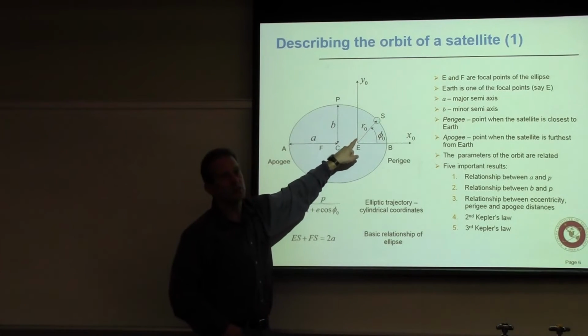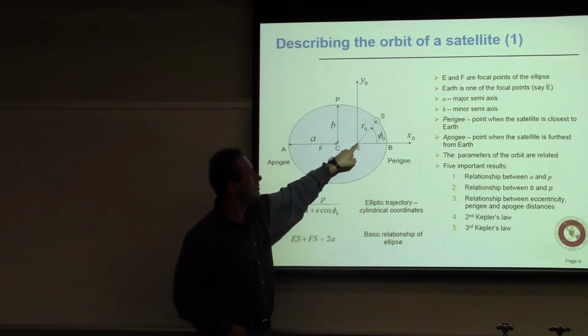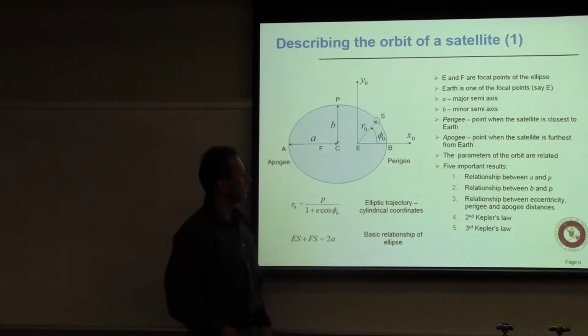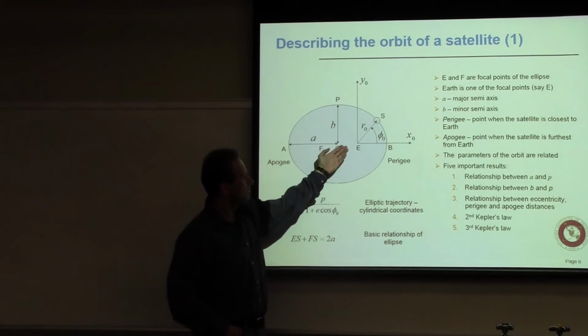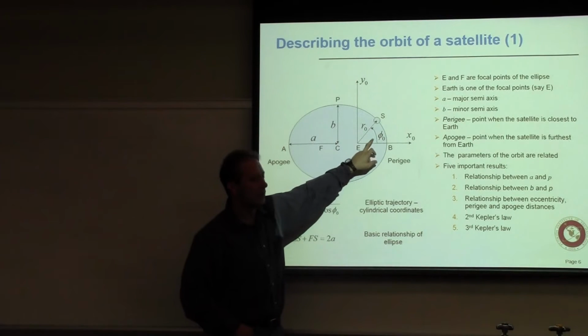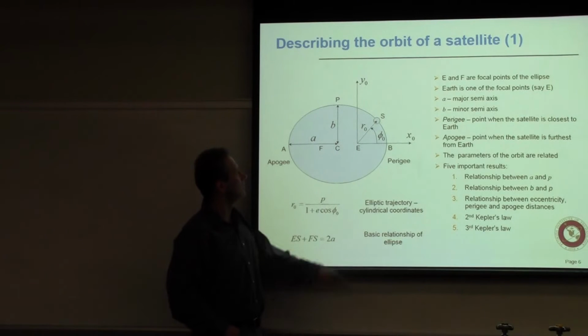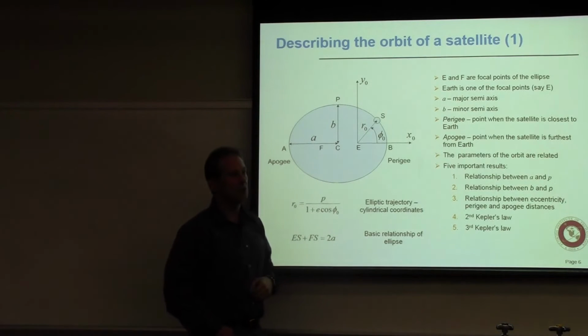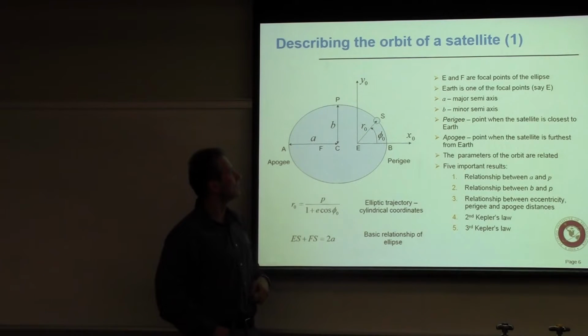R0 here is the radius vector. So this is the vector that goes from the center of the Earth, or the center of this coordinate system, to the satellite. And phi 0 is the angle in this elliptical coordinate system. In satellite terminology, this angle, I don't see it defined here, is called the true anomaly, right? Or we can just call it phi 0. It's the angle between the positive side of the x-axis and the radius vector that connects the center of this coordinate system to the satellite.